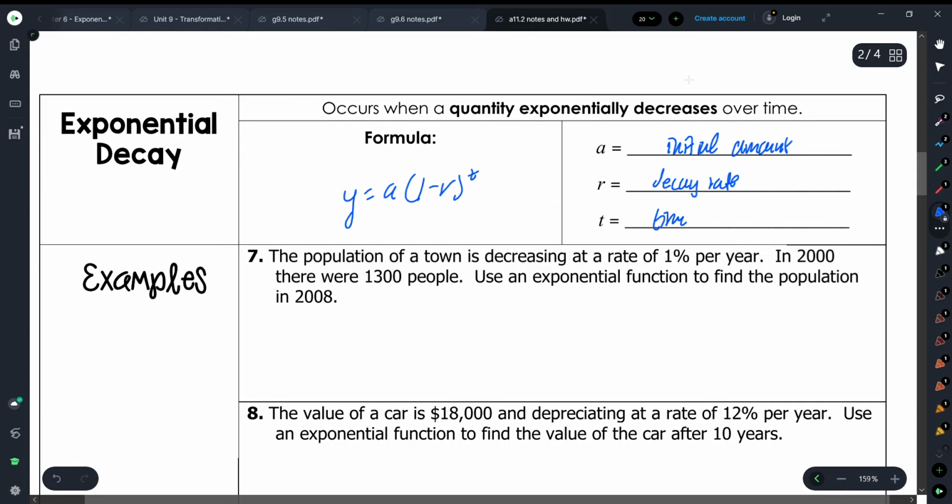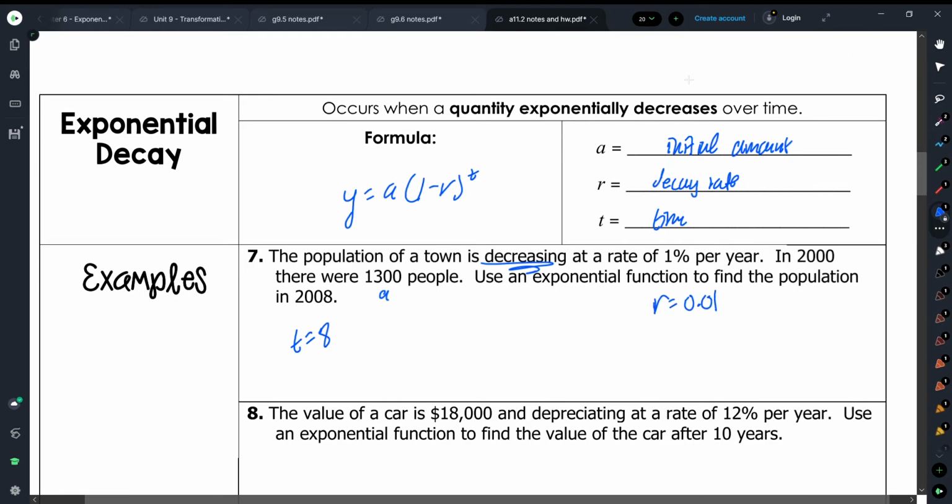Alright, number 7. The population of a town is decreasing. That tells me it's a decay problem. The fact that it's decreasing at a rate of 1% per year. In 2000, there were 1,300 people. Using an exponential function, find the population in 2008. So here's our A. My time, 8 years, has passed. My rate is 1%, so it's 0.01. And we go.